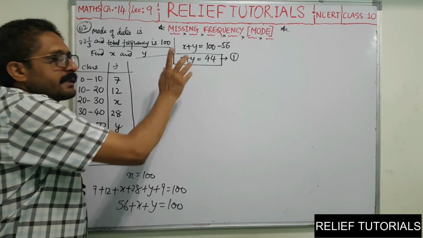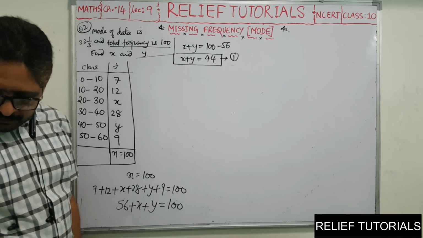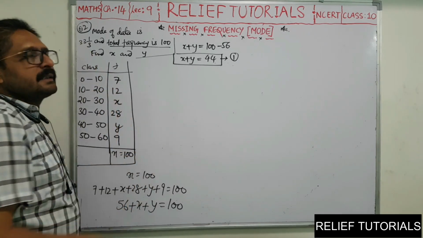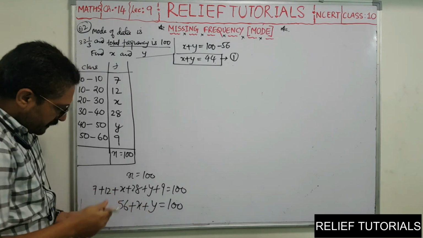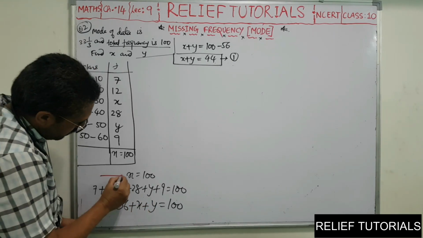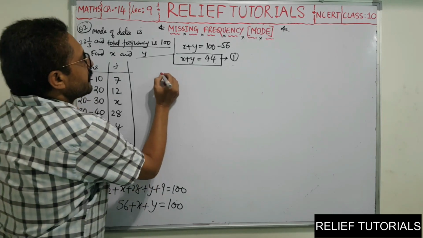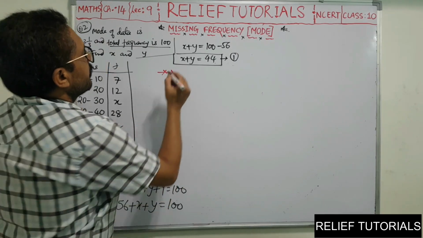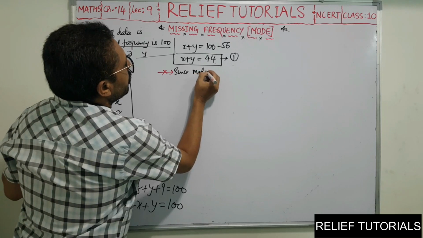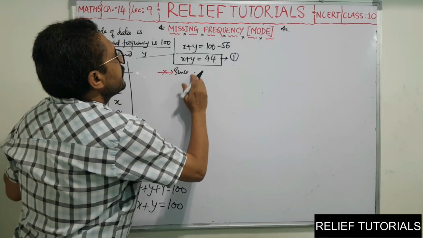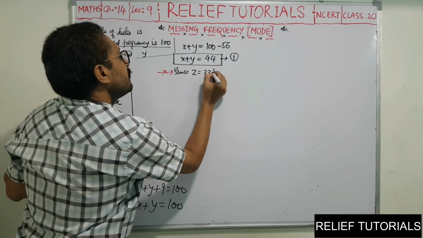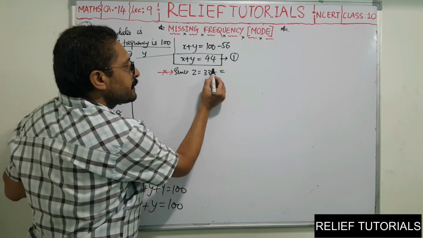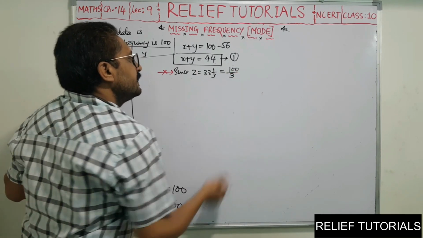Now we have to find each frequency, x and y. So now we will use the second information. What is the second information? The mode is 33 1/3. So this was our first information. Now the second information: mode, that is z, I can write directly, since z is equal to 33 1/3. This is a mixed fraction, we will convert it: 33 into 3 is 99, 99 plus 1, so you will get 100 upon 3. This is our mode.